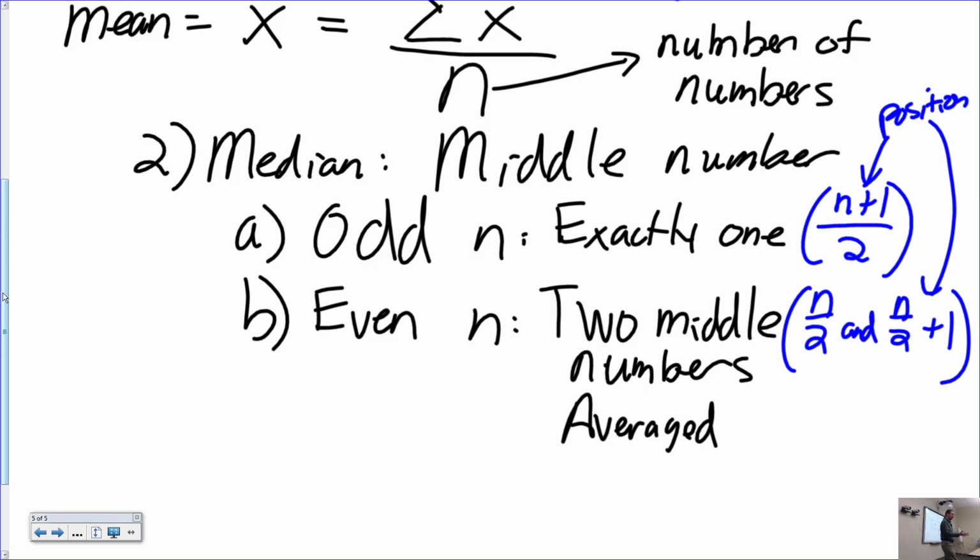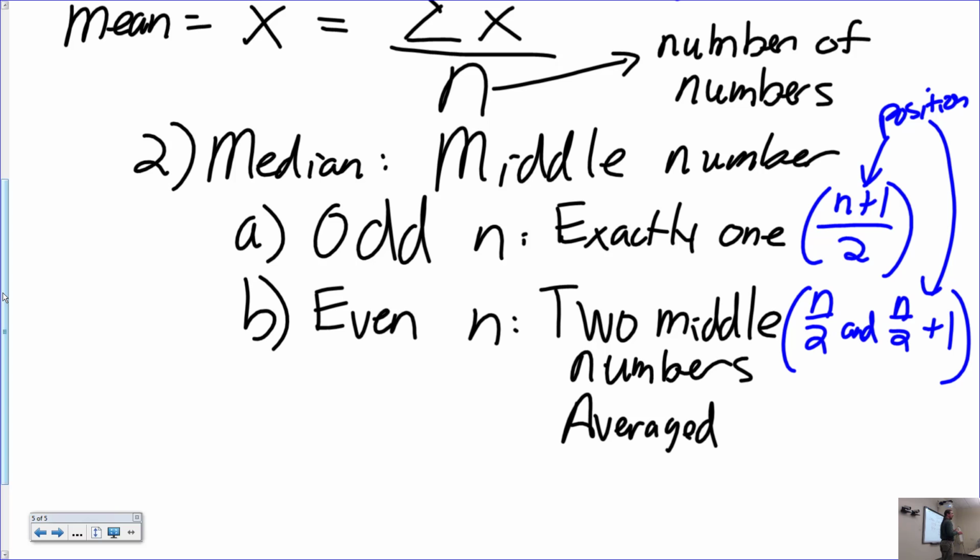So if there are 40 numbers, the two numbers in the middle are going to be the 20th and the 21st numbers, okay? Because 40 divided by 2 gives you 20, and one more than that gives you 21, okay? And this will make life easier when you start dealing with large numbers of numbers in a frequency table.